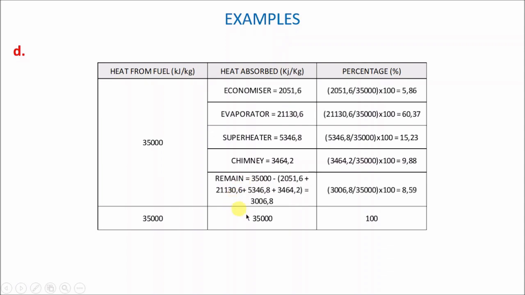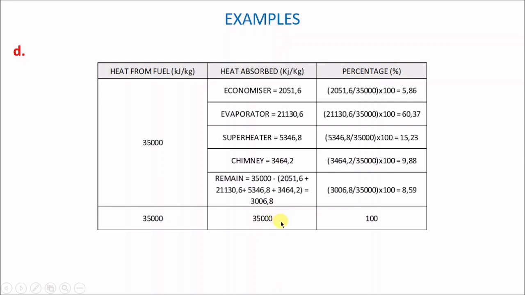That will give you the heat that remains, and this is what in this question was referred to as the heat lost to radiation. Really important. And then if you sum all these heat values absorbed by each of these components, you will again get 35,000 here at the bottom.